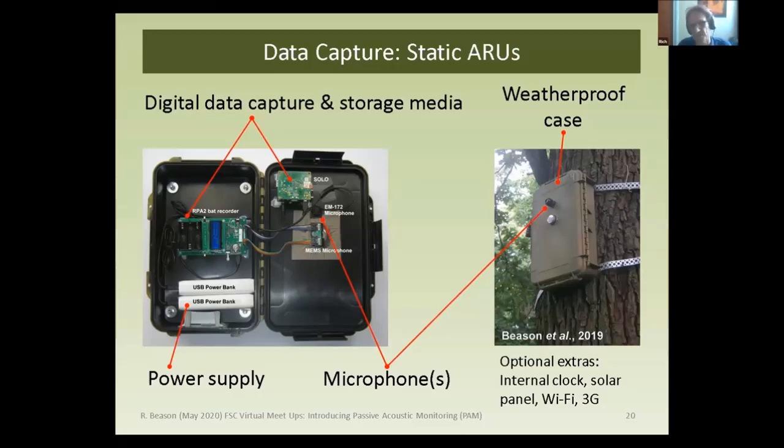And you can put some optional extras in there. Internal clocks are pretty much essential these days, because you may want scheduled recording, so you only record at night or during the daytime, or record 1 minute in every 10, which is what we call a sampling schedule, and also because it time-stamps your data so you know what date and time the recording took place. Some people are also now putting solar panels on them so you don't need batteries, so they can stay in the field a lot longer, and Wi-Fi and 3G transmitters, so instead of recording your data to cards and having to go around and swap the cards, you can just transmit it over the network to a server somewhere, and then you can just look at it.